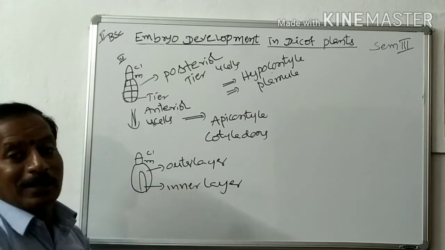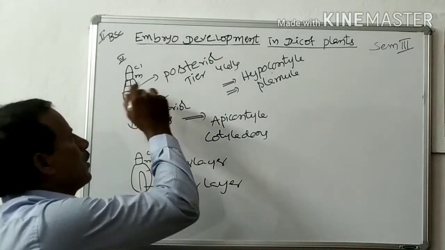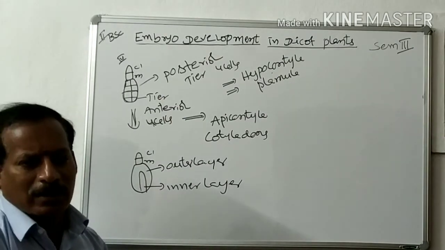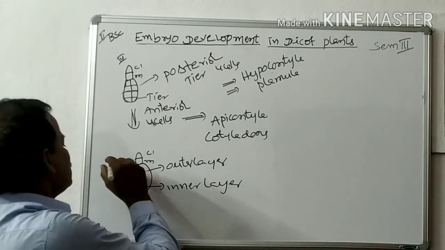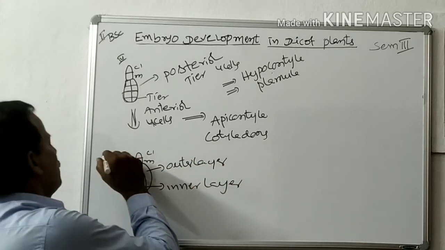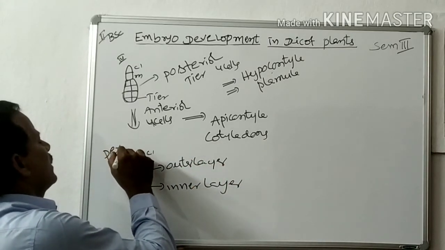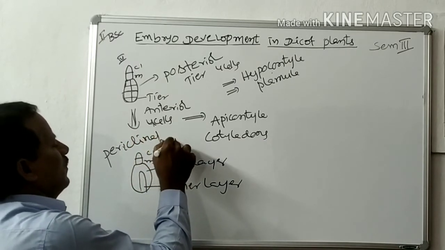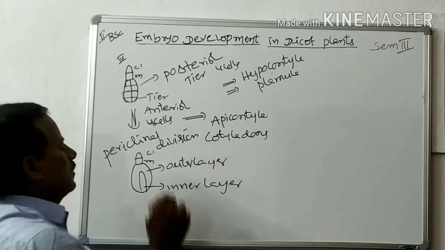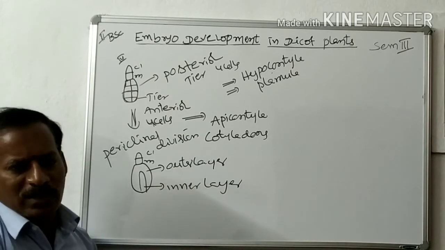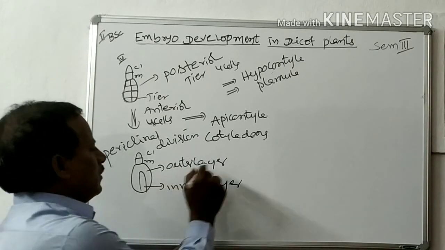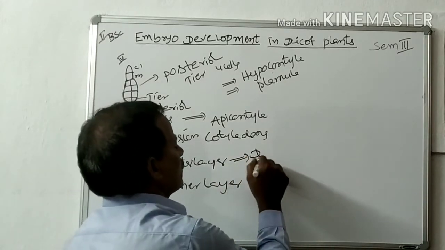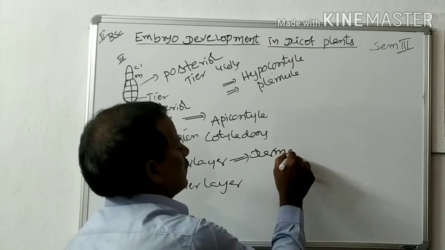Periclinal division. All 8 cells are divided periclinally, giving rise to 2 layers. So the cell division is periclinal division. Okay. That gives rise to 2 layers, outer layer and inner layer. The outer layer is developed as a dermatogen.